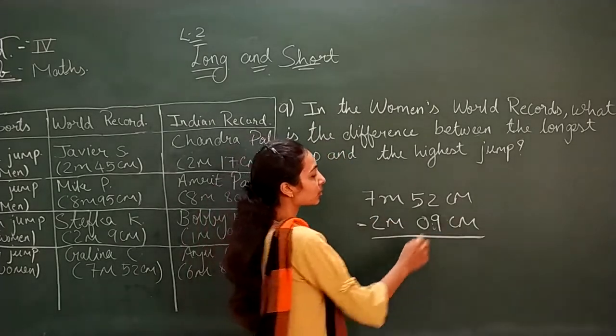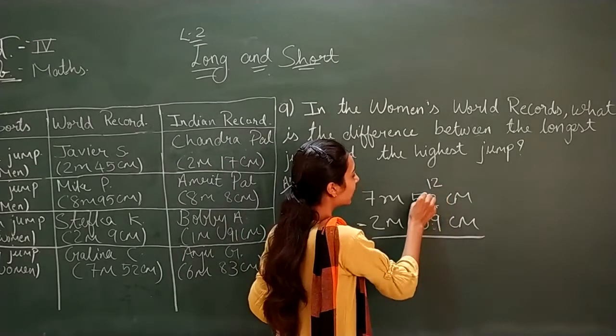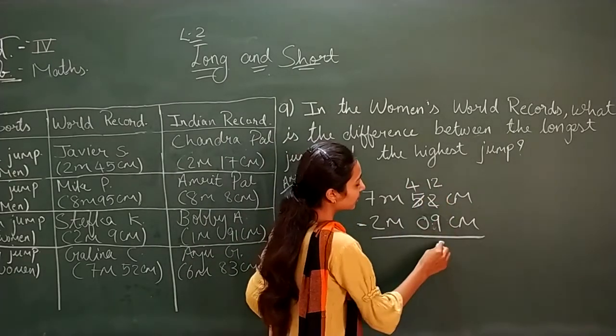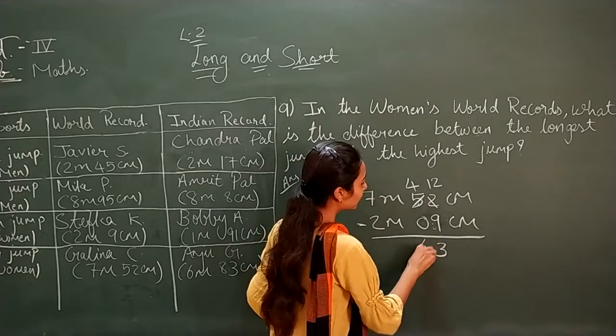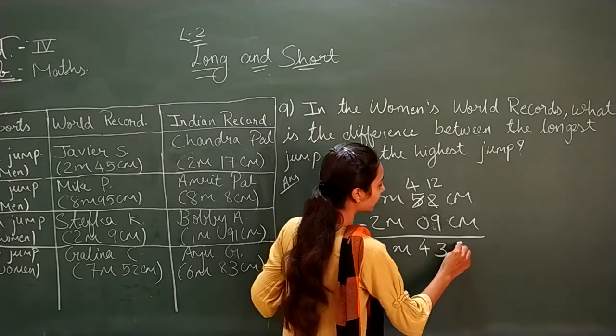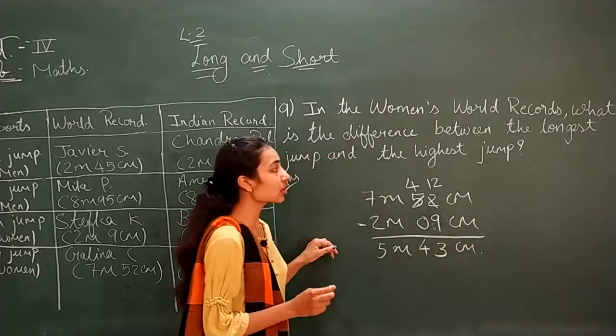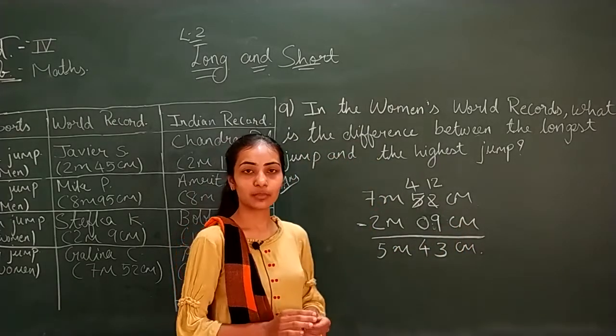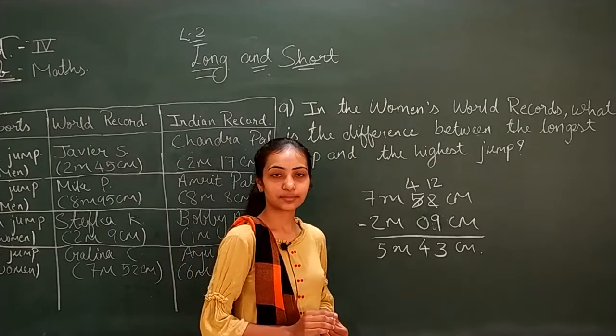2 minus 9 is not possible, so we will put here 12 and 4. 12 minus 9 is 3, 4 minus 0 is 4, and 7 minus 2 is 5. So 5 meter and 43 centimeter is the difference of longest jump and highest jump of women's world records.